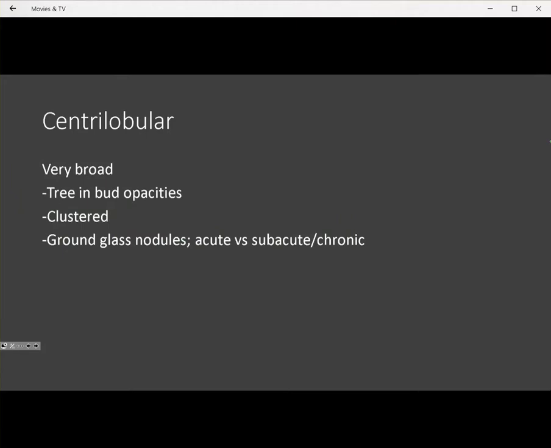So let's talk lastly about centrilobular disease. Centrilobular disease is a little bit tricky just because the differential here is extremely broad. When I say centrilobular disease, the very first thing I look for is the presence of tree-in-bud opacities. If you see tree-in-bud opacities, you're generally thinking about three big causes. First, as a general cause, you're thinking about endobronchial spread of something. When you see tree-in-bud opacities, you want to think that something is spreading via the airways.